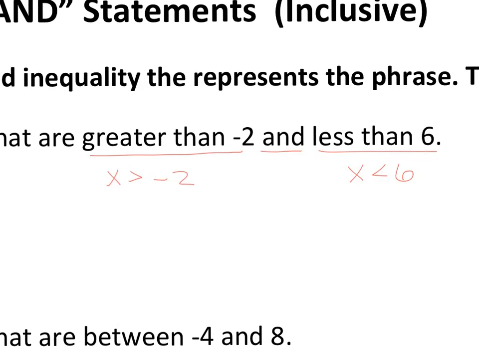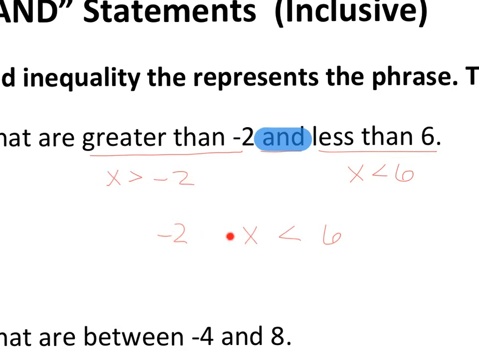Now, when we have an "and" statement, and I want to stress this, when we see the word "and," we're going to write it in a special format. We're going to put the x in the middle, put our smallest number at the beginning and our biggest number at the end, and then insert the inequalities. If I look at the 6, x is less than 6. I already have that set up right there. Now the problem is this guy right here.